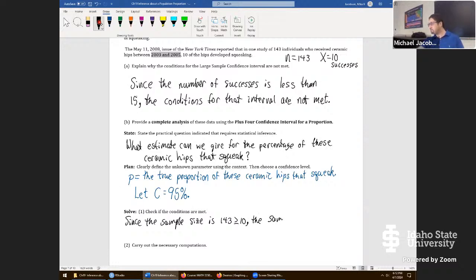The sample size is large enough. So the robustness condition in spirit does pass. We have a large enough sample size to use this method. Next thing we wonder is, do we even have random data?